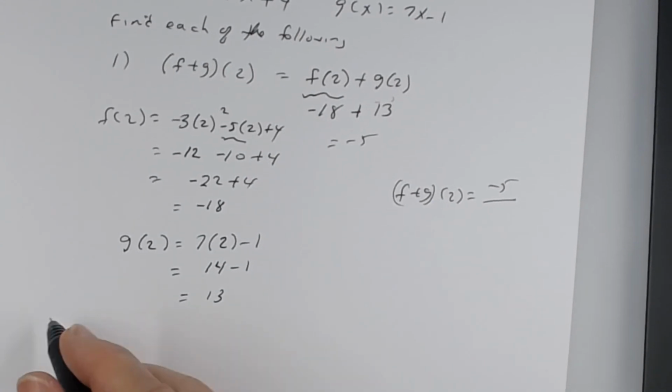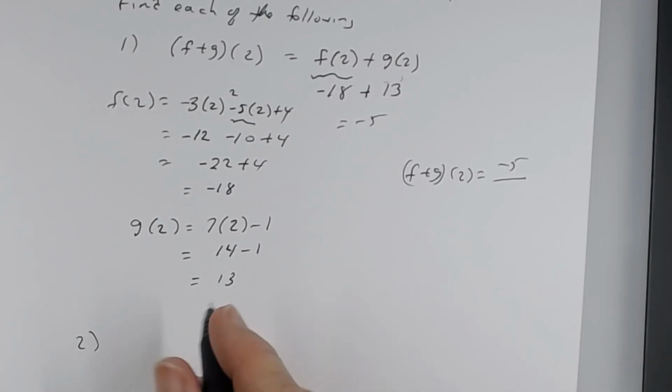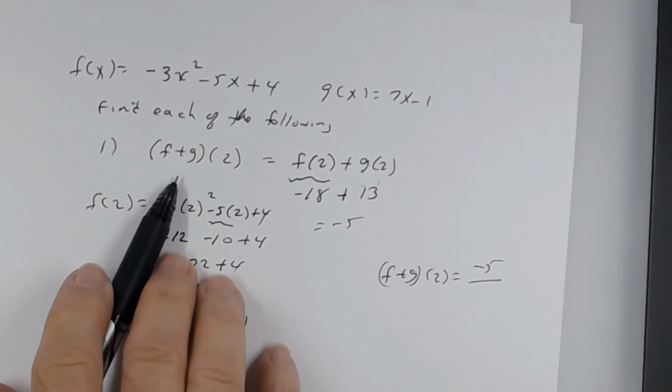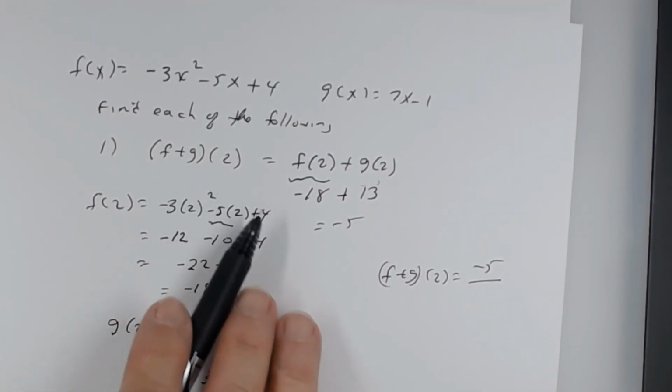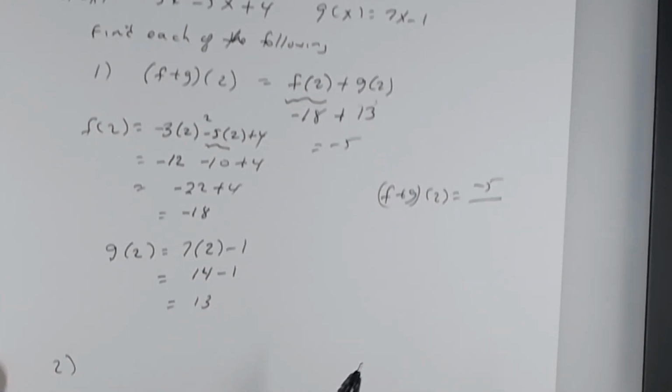Okay, let's do another one. We're going to take a break in a little while. Let's do another one. Number 2. Okay, now remember, we talked about this in the past. I want you to think about something. Addition is commutative, right? Y'all agree? In other words, 3 plus 6 is the same thing as saying what? 6 plus 3. So I'm asking you this. We found f plus g at 2 to be what value? Negative 5.